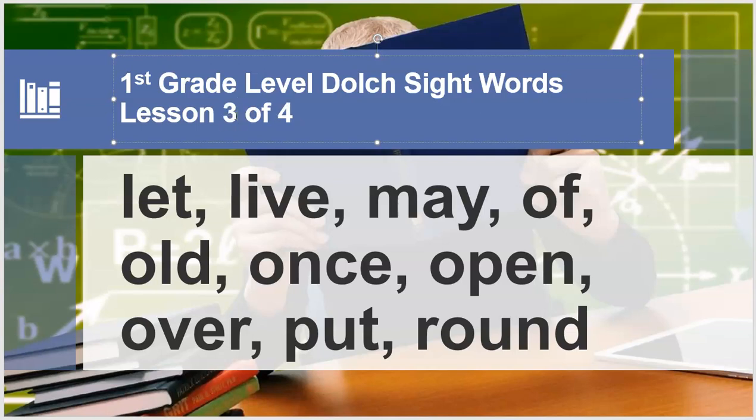So, first grade level Dolch Sight Words, lesson 3 of 4. And here are the words. Let, live, may, of, old, once, open, over, put, and round.